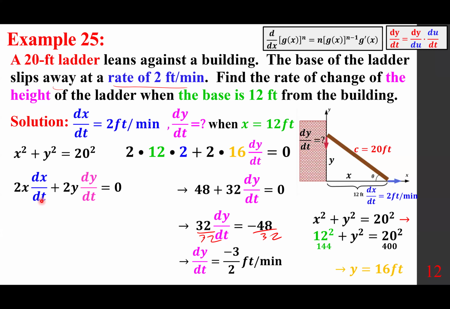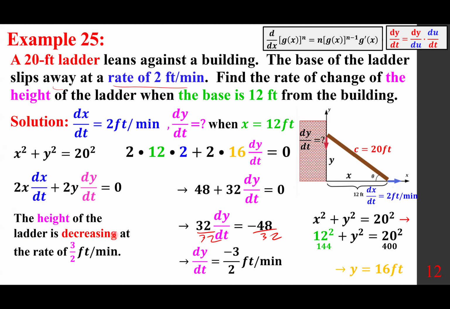Bear in mind, x is increasing, dx/dt is positive, y is decreasing, it's negative. Therefore, the height of the ladder is decreasing at the rate of 3/2 feet per minute. When we mention decreasing, we don't have to include a negative sign. That's important to understand.